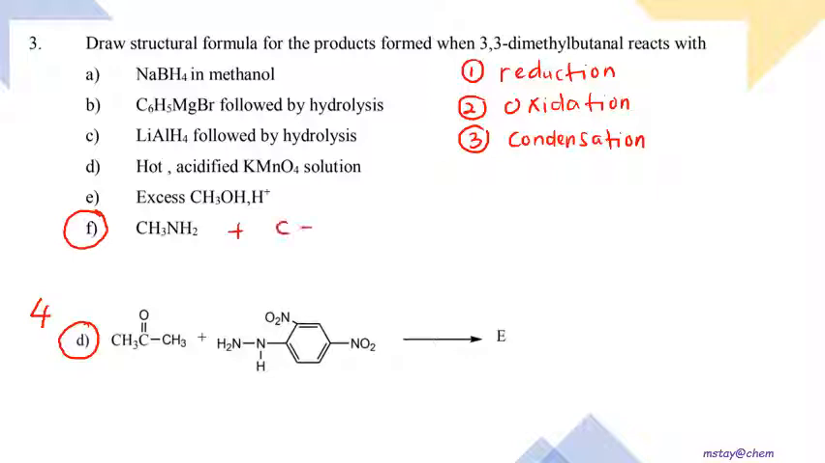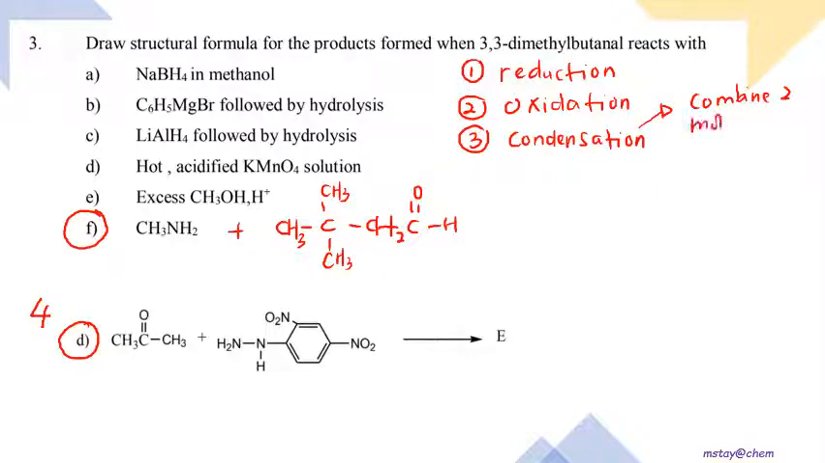CH3 and H2 react with 3,3-dimethylbutanal. So we draw the structure of butanal first: C double bond O H, CH3, CH3, CH3, here is CH2. Before this, we already mentioned that condensation is basically combining 2 molecules by eliminating one small molecule.